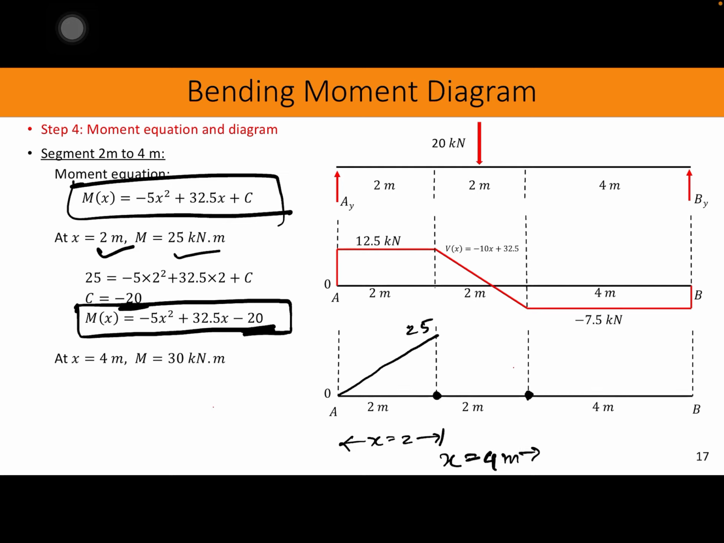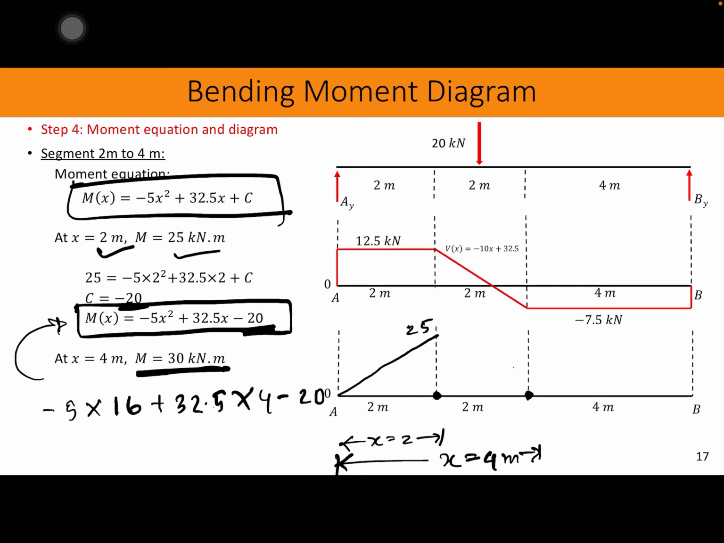So when x equals 4 meter from this side, what would be the moment? When x equals 4 meter, the moment would be 30 kilonewton meter. How? Just plugging in this equation, right? Minus 5 times 16 plus 32.5 times 4, minus 20. If you solve this, you would get 30 kilonewton meter. Okay, so that means we got here 25, and here a little bit higher, 30, let's say this point.